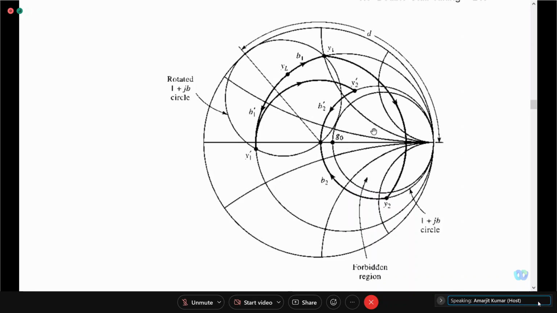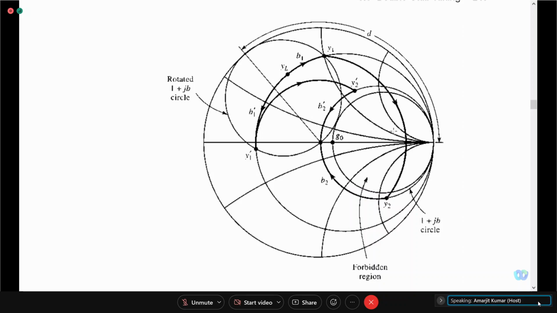Suppose your load is somewhere inside this constant G0 conductance circle, anywhere inside. Because in this discussion, we took the load at a different place. Suppose the load YL is not at this place, but inside this G0 conductance circle. Then my question is, can we reach Y1?